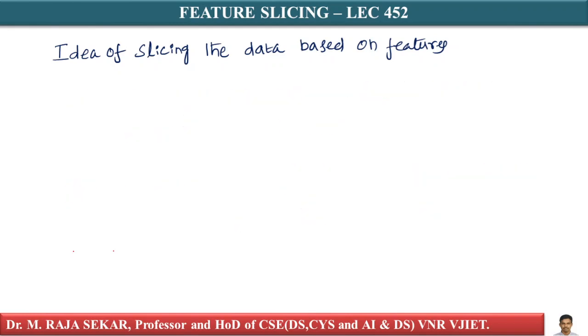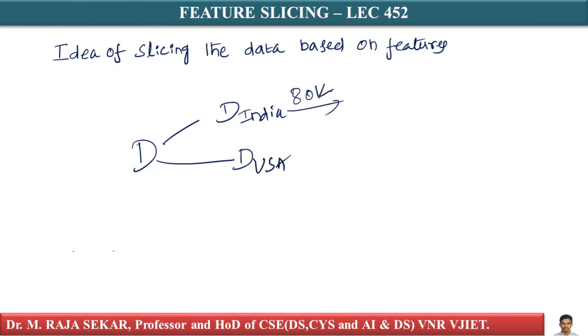What are the two parts? Your data can be split like this. How can I split D? I can split it like this: D India, D USA. How many points are there here? 80,000 points. How many points here? 20,000 points. Here I will get model M1. Here I will get model M2.